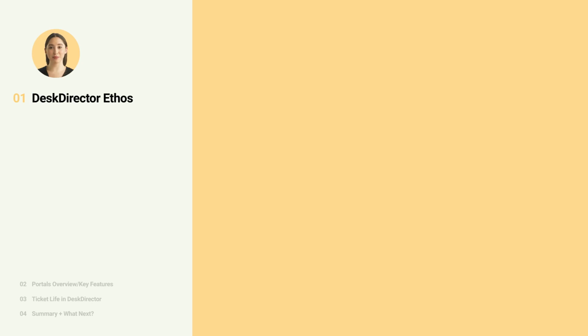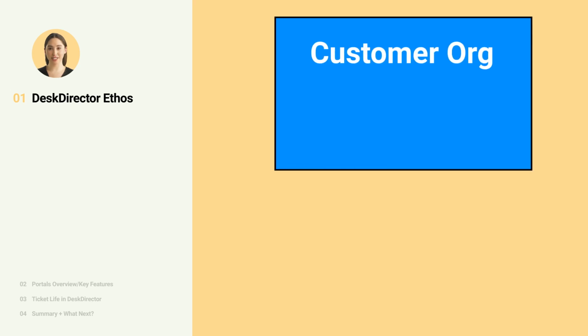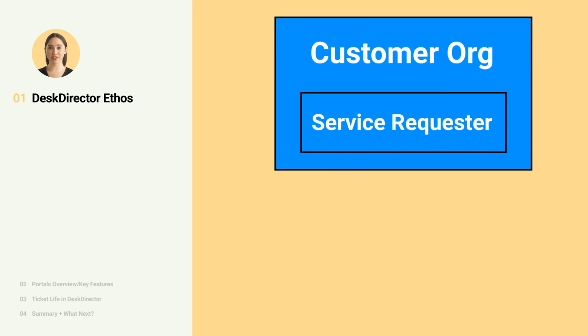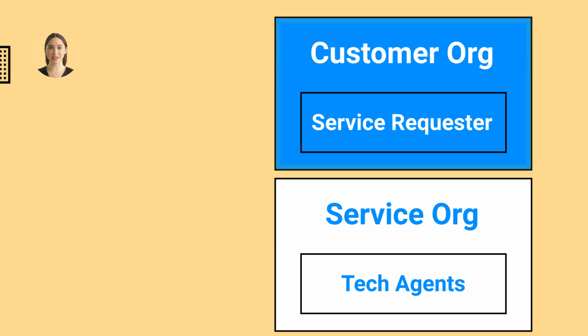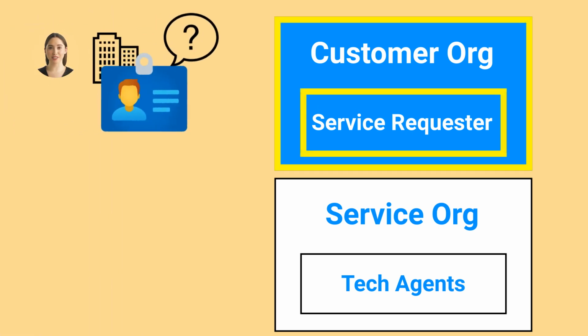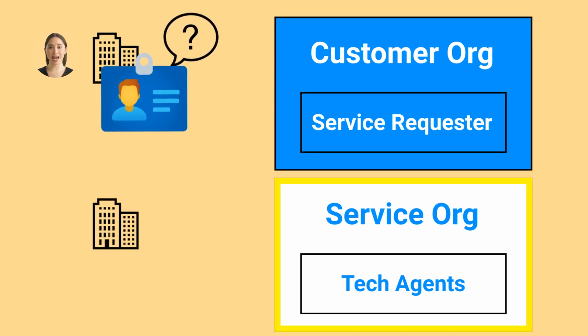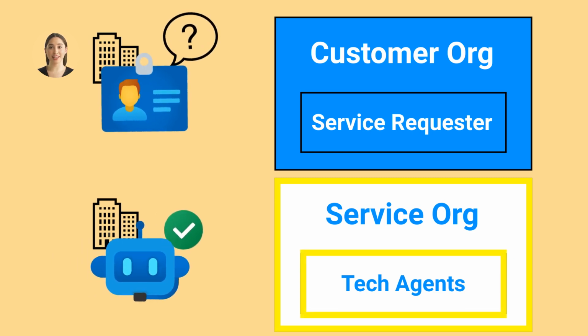Now let's recap on the players of the ticket management game. There are 4 key players: the customer organization and the service requesters that work within it, and the service organization and the tech agents who work within it. The customer organization and the service requesters are the ones that seek and receive IT support services and submit tickets. They may also be referred to as clients or users. The service organization and the tech agents are the people who provide IT support and resolve tickets. They are also known as IT support persons, service, or help desk analysts or technicians.